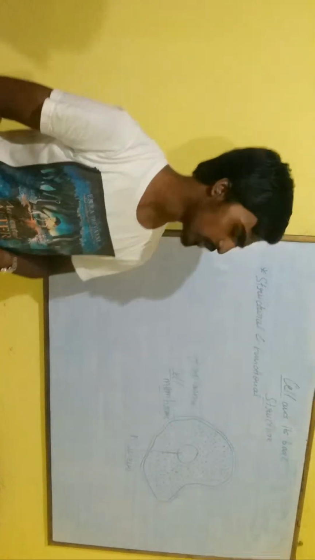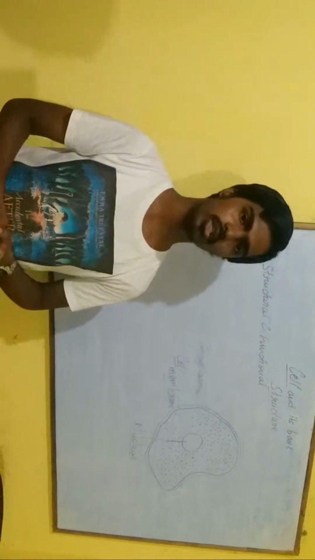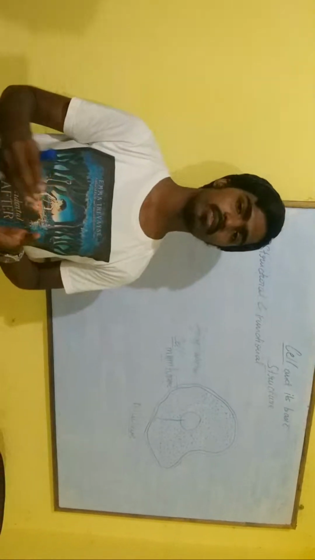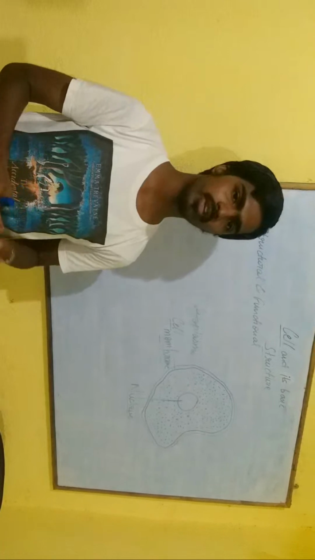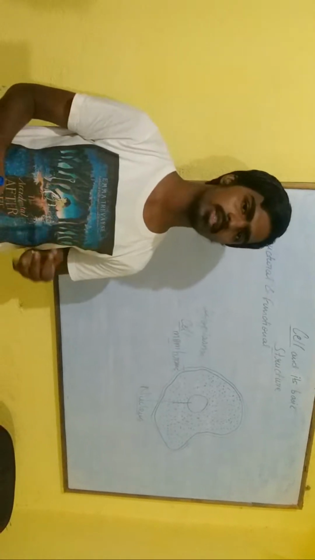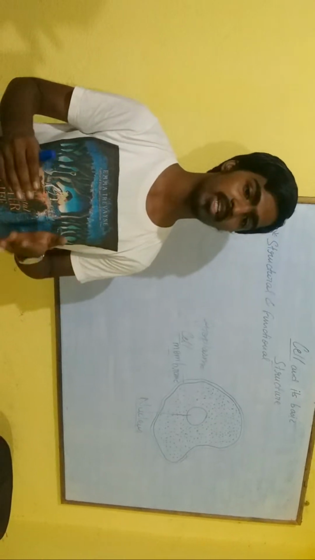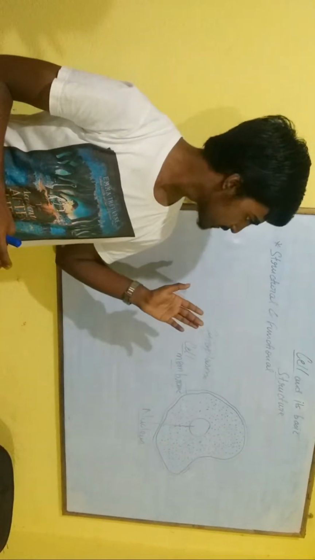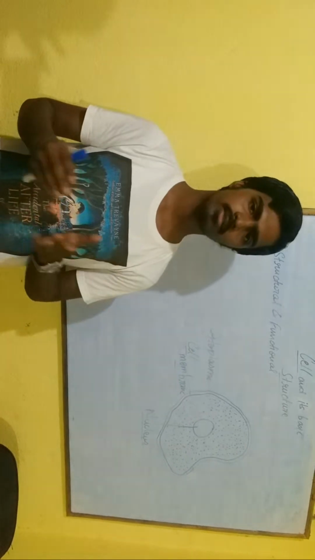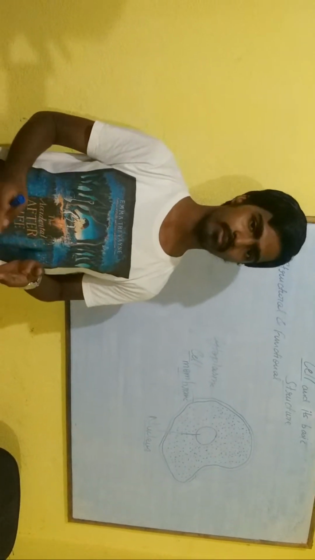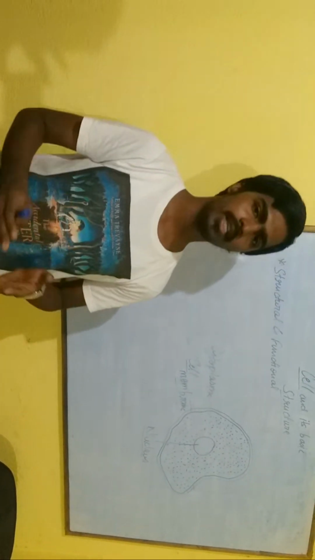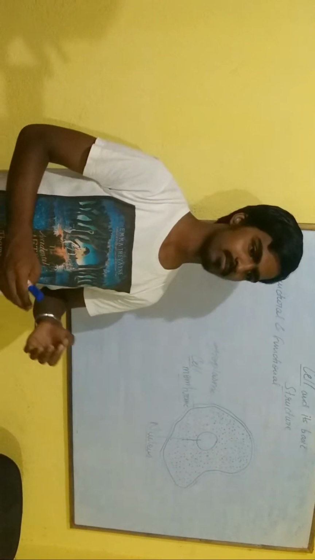Now the functional unit. Why is the cell known as the functional unit of life? The cell is known as the functional unit of life because all the functions in an organism are done by the respective cells, and that's why the cell is known as the functional unit of life.